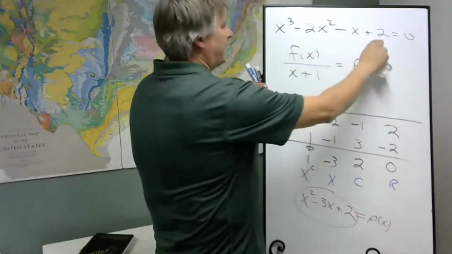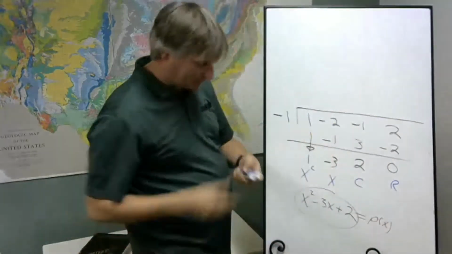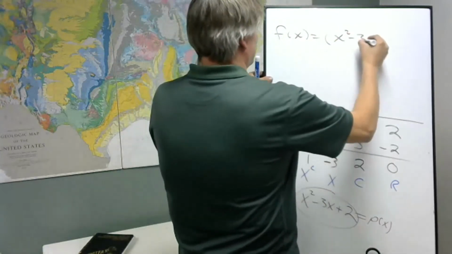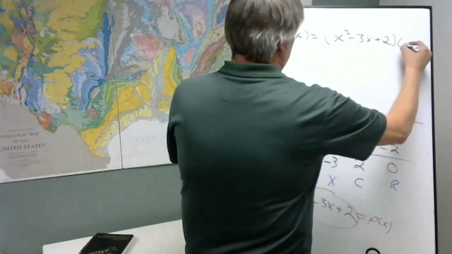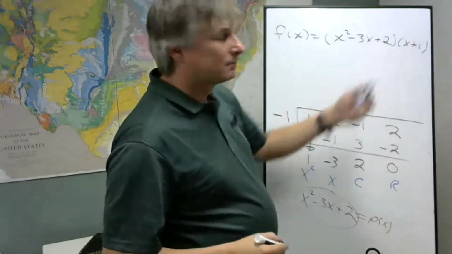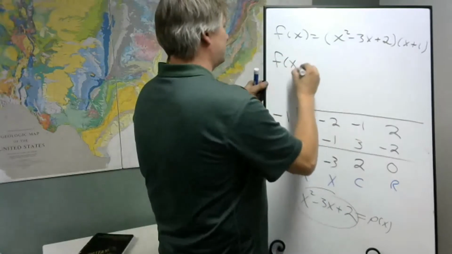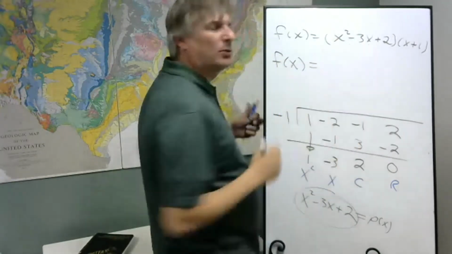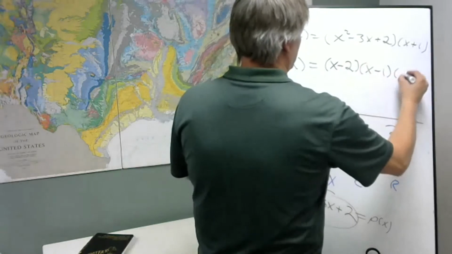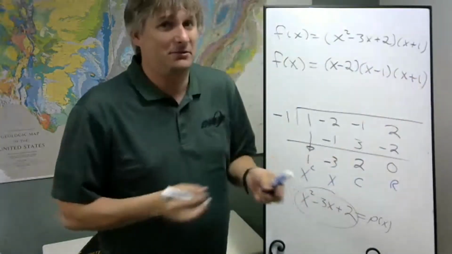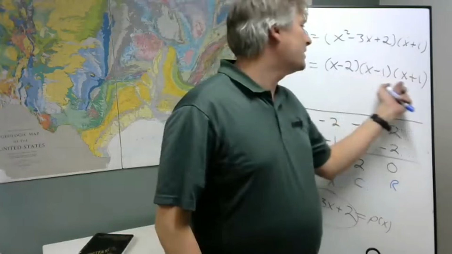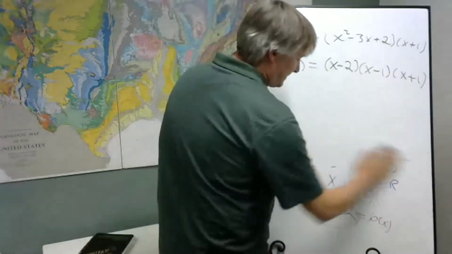So this means we can write f of x like so. And we want to factor this. So we can do that. F of x: two numbers that add up to negative 3 and multiply to 2. x minus 2, x minus 1, x plus 1. So it actually turns out 2 is a solution. Well, go figure. So what we've done is this. We've taken the polynomial and we've turned it into a product of factors. And that's what we wanted to do.